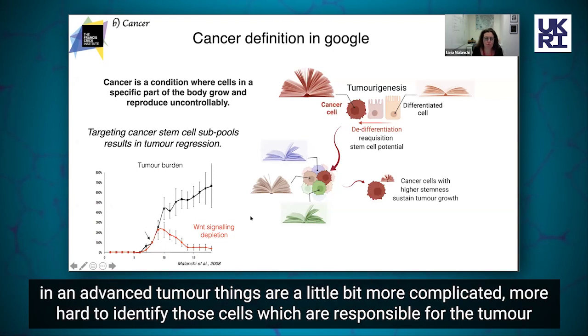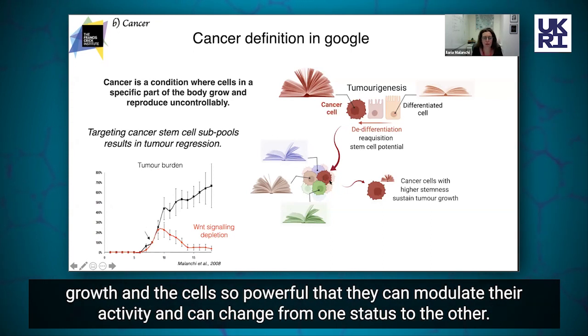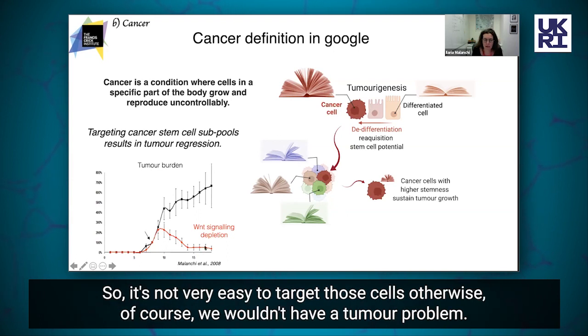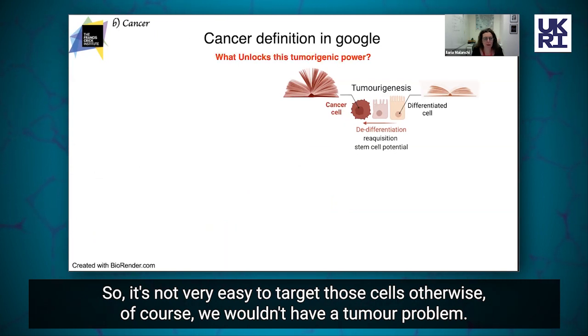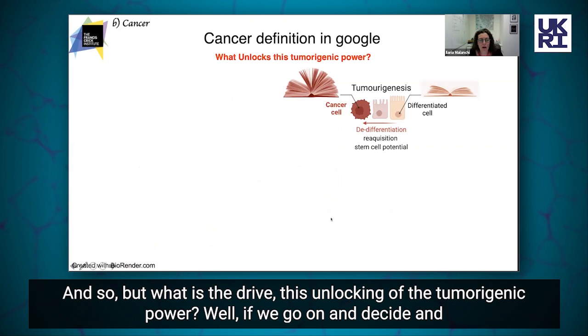In an advanced tumor, things are a little bit more complicated. It's harder to identify those cells which are responsible for the tumor growth, and the cells are so powerful that they can modulate their activity and can change from one status to the other. So it's not very easy to target those cells. Otherwise, of course, we wouldn't have a tumor problem anymore. But what is the drive, this unlocking of the tumorigenic power?